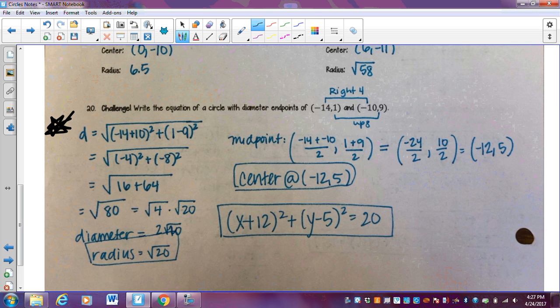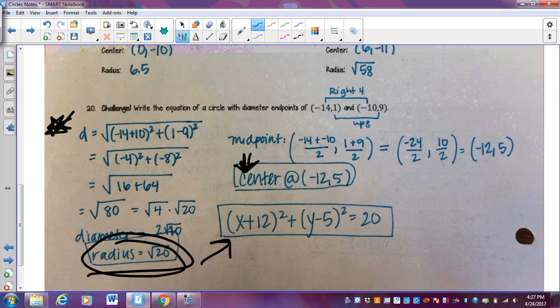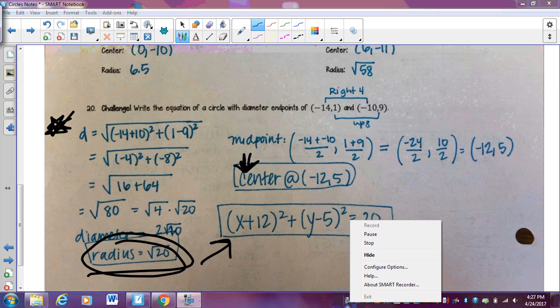And then the next thing I had to do is find the midpoint, because the midpoint would be the center. Those would be the same thing. And so by finding the midpoint between the 2 points, I was able to determine where the center was, and then I used the center and the radius to write the equation. So that's the summary of our notes from last time.